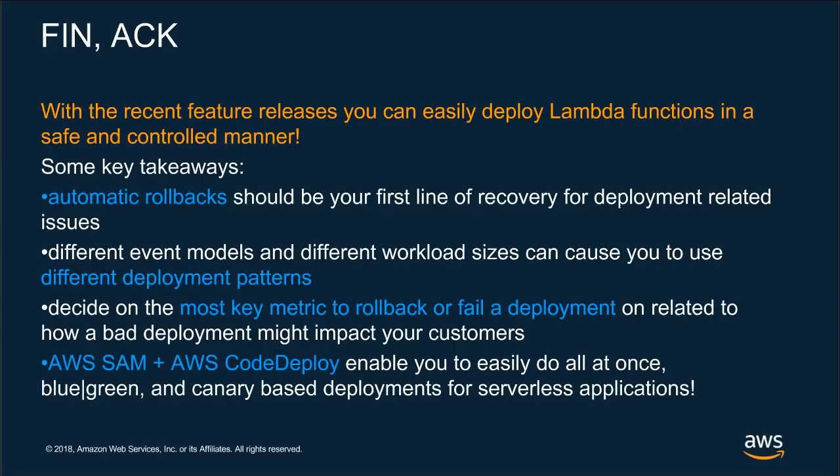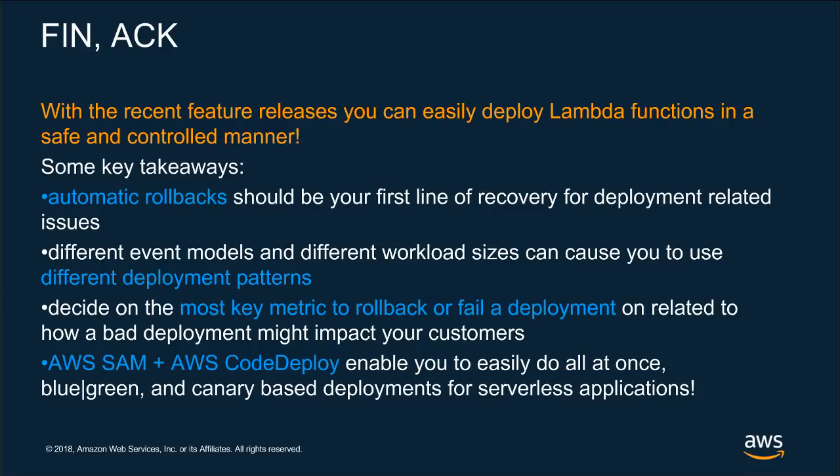Different event models and different workload sizes can cause you to choose different deployment patterns. Again, maybe if you have a CloudWatch scheduled Lambda function that executes every 5 minutes, you probably don't need a canary deploy to be the model that you use for deploying that. That's probably an all-at-once deploy. However, if you have an API that's getting many tens or hundreds of requests per second, using a canary deploy can help you not impact your customers all at once.